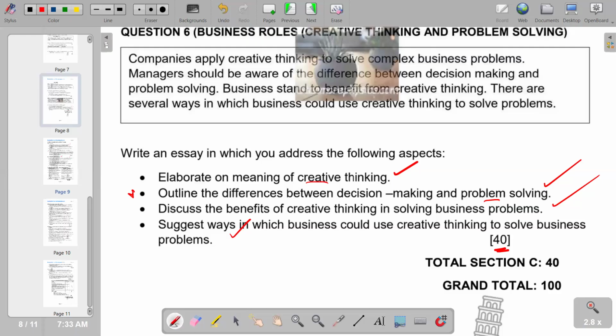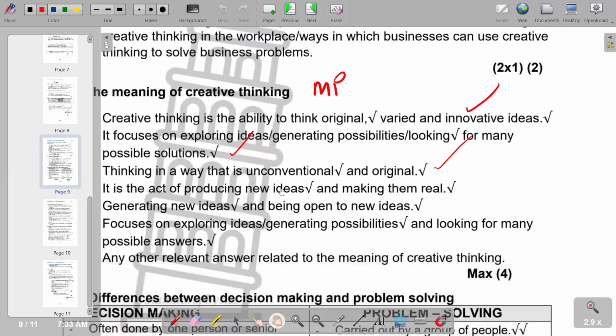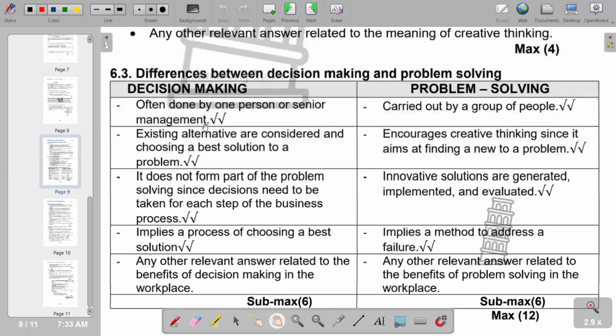From that point of view, we can now come up with the differences that can exist between decision making and problem solving. According to the information that we have presented in a tabular form, we have a column for decision making and problem solving, where the discrepancies between the two are outlined. In the first part here, decision making is often done by one person or senior management in a business, and then we go to problem solving, carried out by a group of people. So that is the first discrepancy that we can deduce between the two.